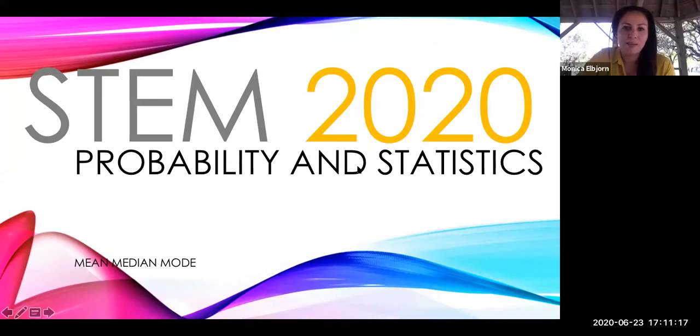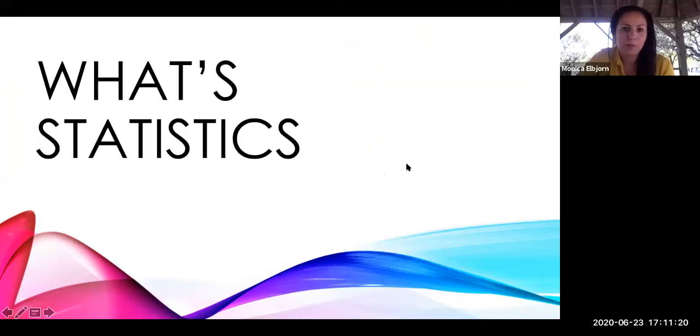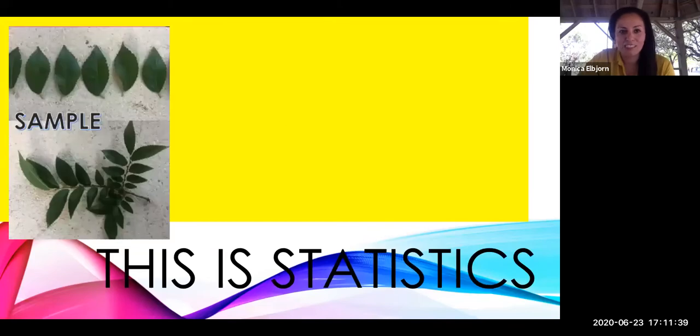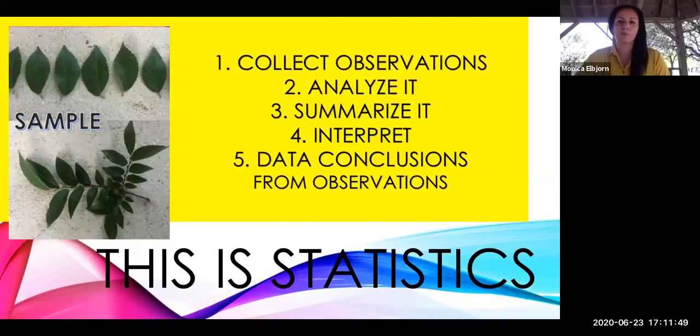So what do we mean by probability and statistics? What's statistics? It seems like whenever everyone says statistics, it's kind of a boring topic, right? It's a lot of numbers, it seems very complicated. But really, for me, statistics is a way to collect observations, or collect some type of data.